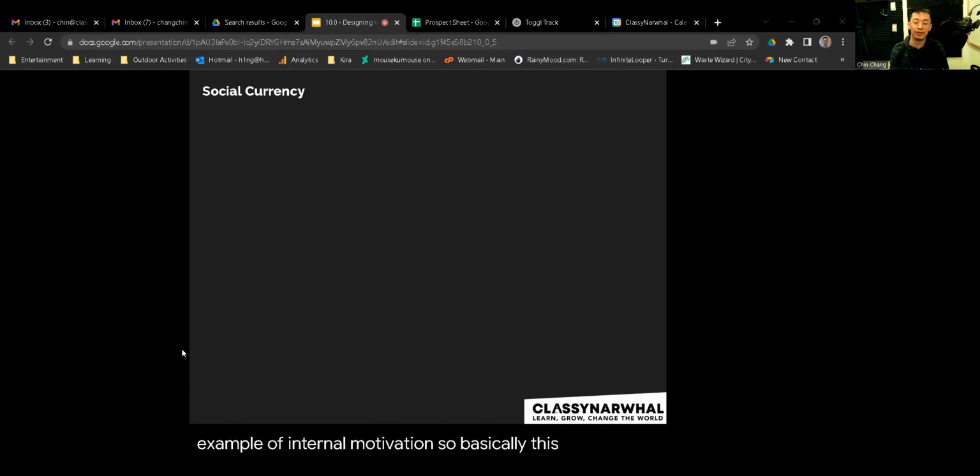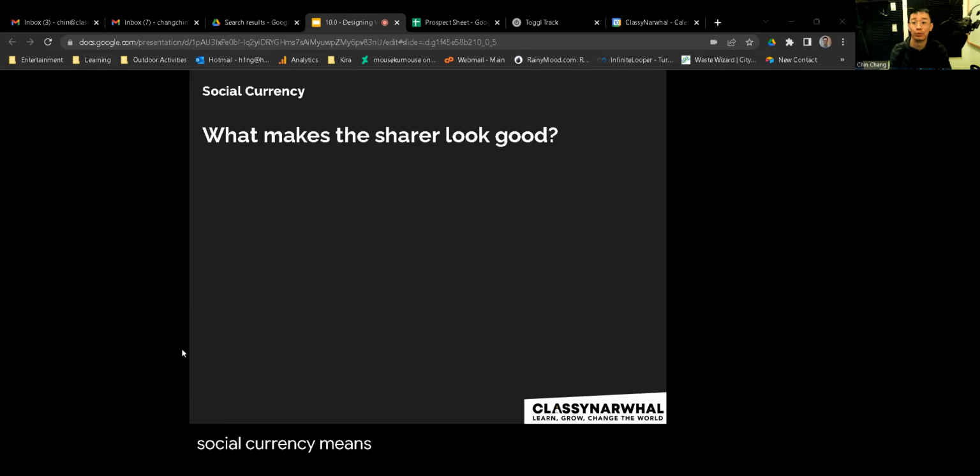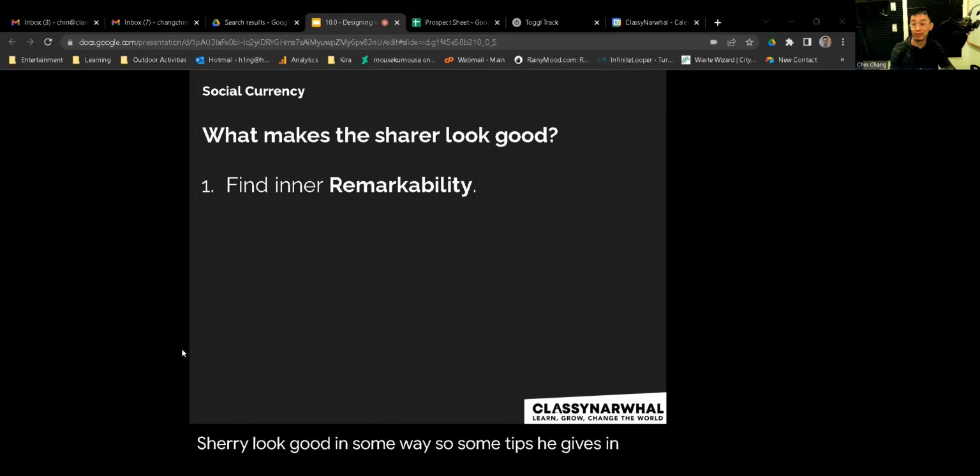Basically, people want to share something when they feel that it is going to make them look good in some way. That's what social currency means. So what can you do to your product or your campaign that will make the sharer look good in some way? Some tips he gives in this section: number one, people like to share remarkable or amazing things, because it makes them, by association, someone who is also remarkable, interesting, and cool.